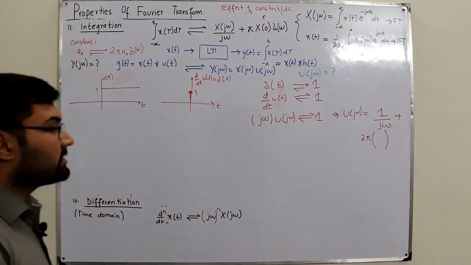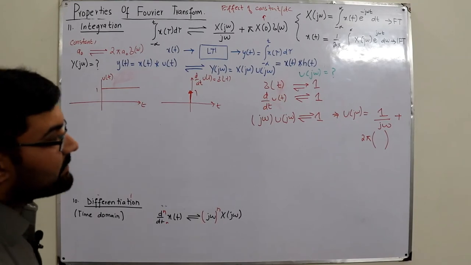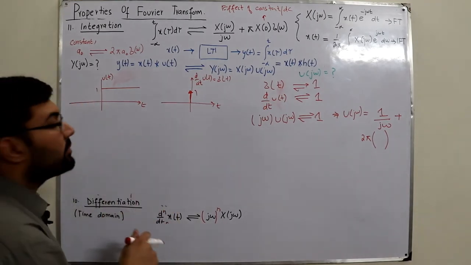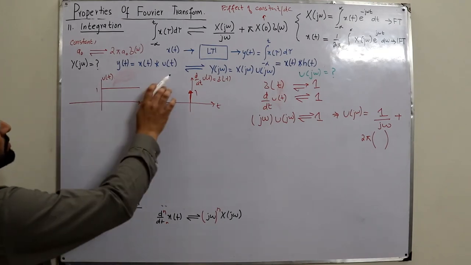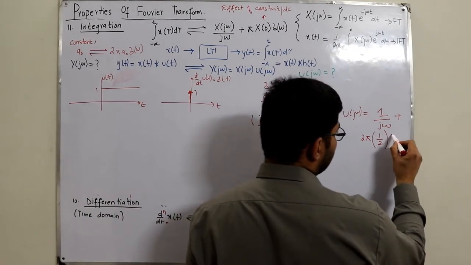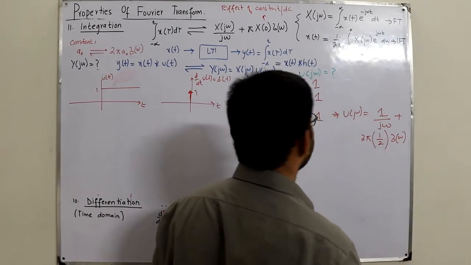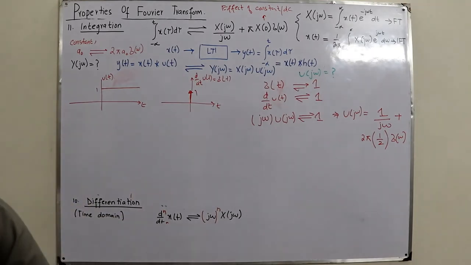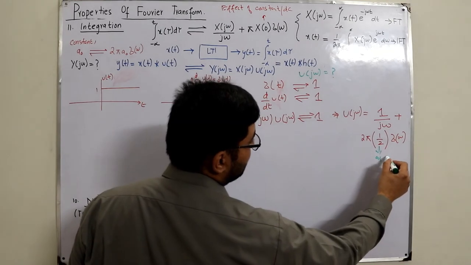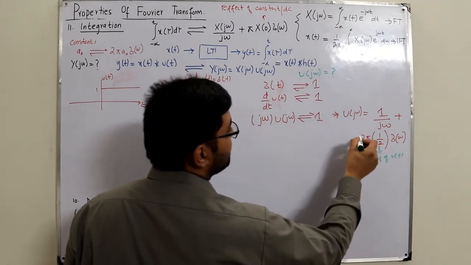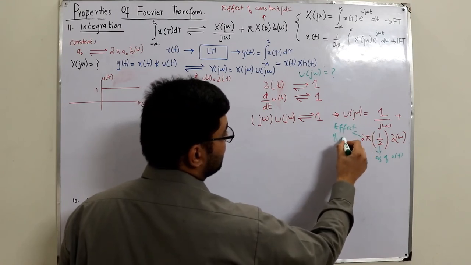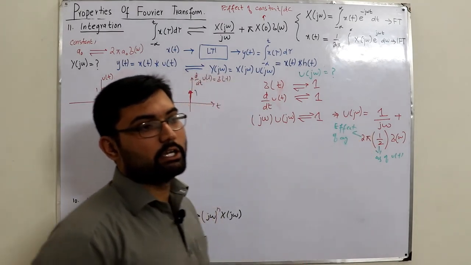So you know at the point of discontinuity, what would be the average value of the step signal? Before the discontinuity, after the discontinuity, divided by 2, which means 0 plus 1 divided by 2. 1 upon 2 delta of omega. This is the average value of u of t, which is 1 over 2, and this is the overall effect of the average value.